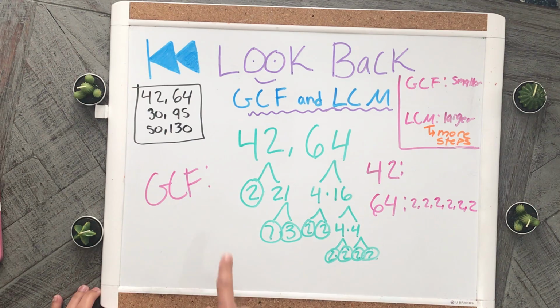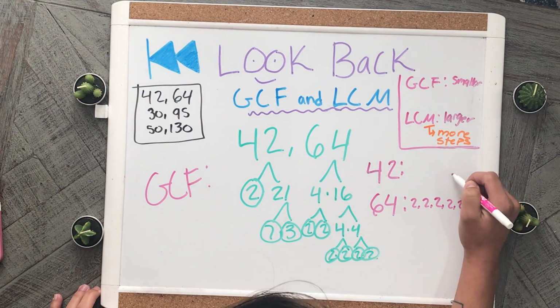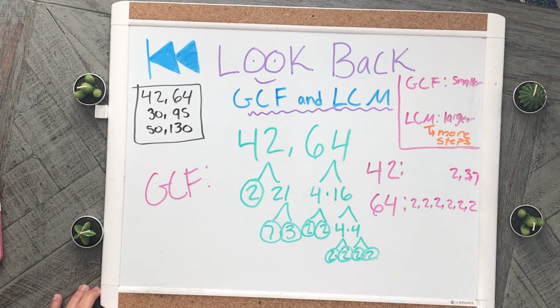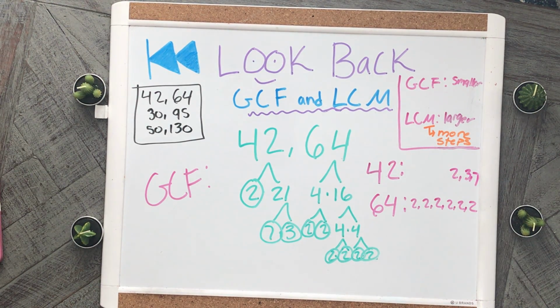Okay, and then for 42, we have 2, 3, and 7. So make sure one of those 2's are lining up. 2, 3, and 7. Alrighty, now let's go ahead and circle what we have in common.